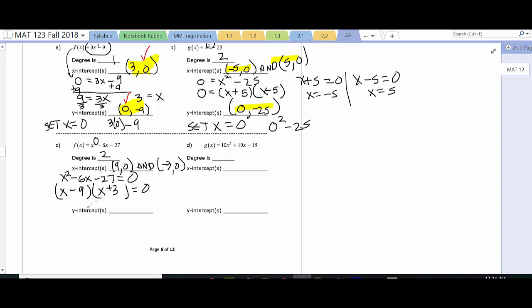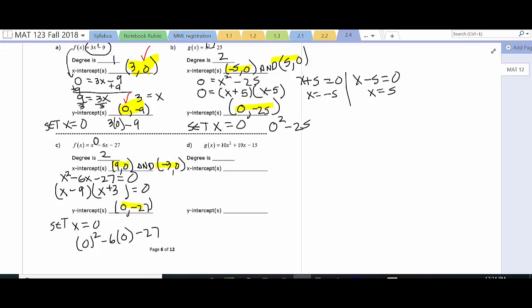Okay. Y-intercept, most of the time on the y-intercepts, you'll do these in your head. Set x equals 0, you would do 0 squared minus 6 times 0 minus 27. So what is that? Negative 27. As I said, you can do those in your head. So the y-intercept would be (0, -27). Okay, that's it. Okay? All right?